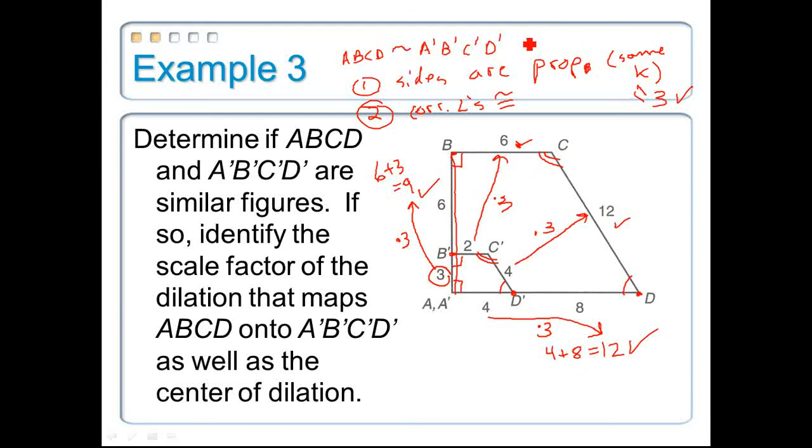We said that they're proportional. So we've answered all 3 questions. If it says determine if they're similar, they seem to be similar. If so, identify the scale factor. We did that. We did the scale factor, and we found the center of the dilation by drawing the rays back to it like I did initially. Hope that makes sense.